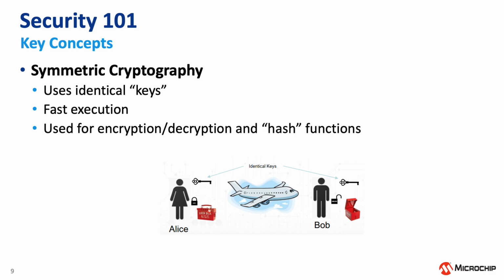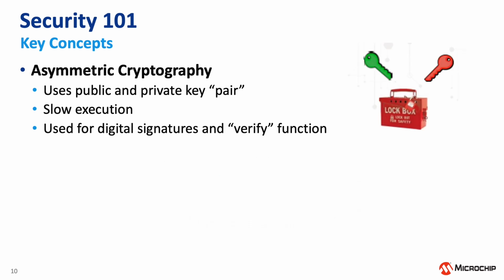You will typically find symmetric techniques used for encryption, decryption, and hash functions. A hash is a math function that is strong and irreversible, and that just means you cannot regenerate the original message that was used in the hash. You've probably heard of SHA-256. That's an example of a hash function.